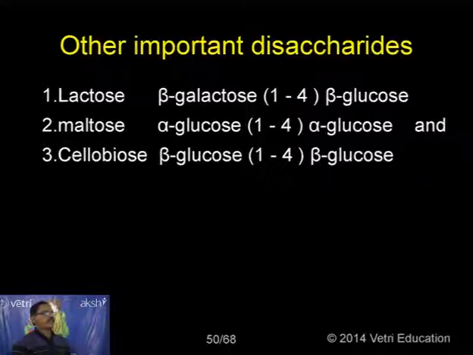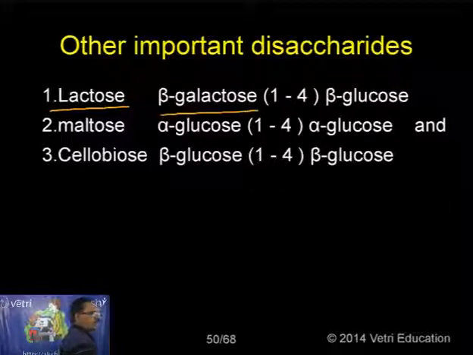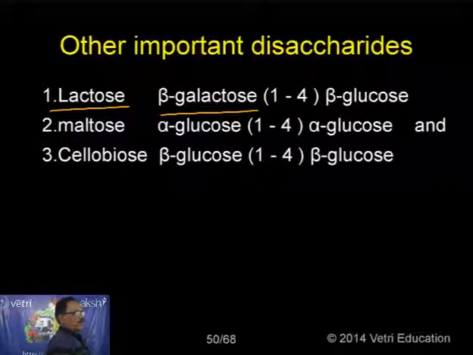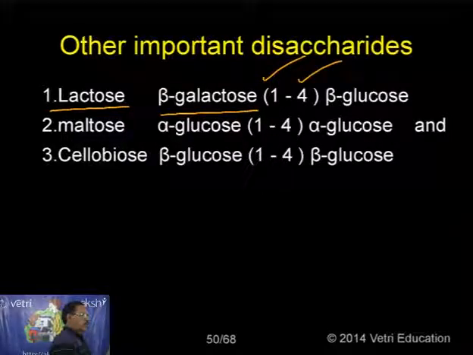Other important disaccharides I want to mention here. One is lactose. Beta galactose, normally 1,4 beta glucose. That means on one side galactose and on the other side glucose. In the galactose side, C1 carbon, in the glucose side, C4 carbon is connected. That we will call lactose.